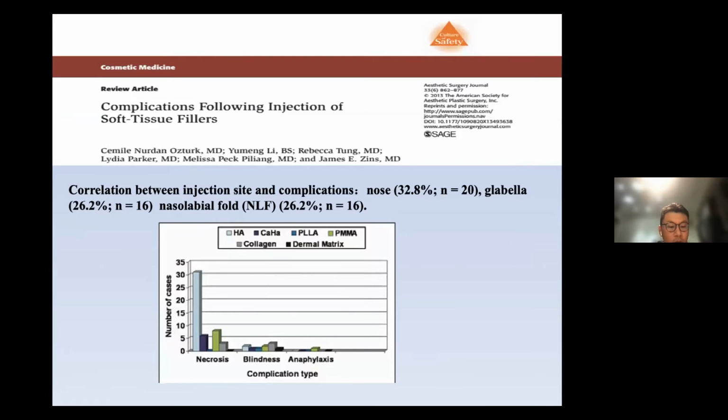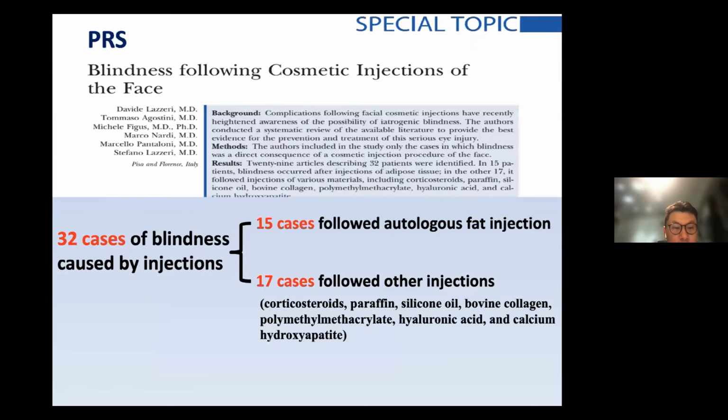This article discussed the correlation between injection site and complications, and we can see nasal complications are the most common. In this article, it is reported that there were 32 cases of blindness caused by injection, 15 cases following fat injection and 17 cases following other injections.